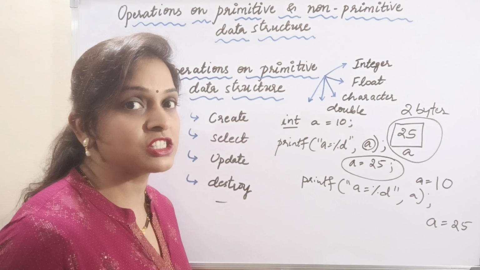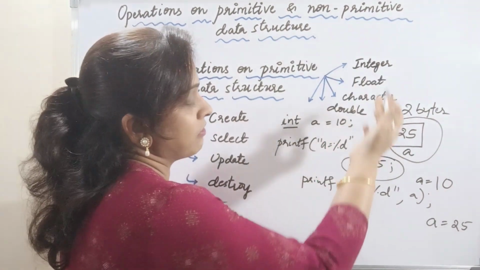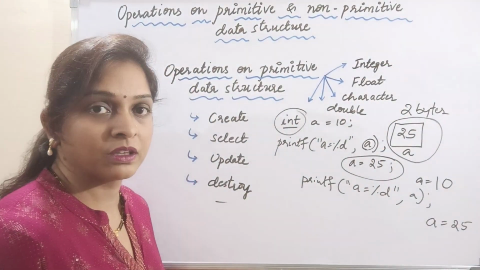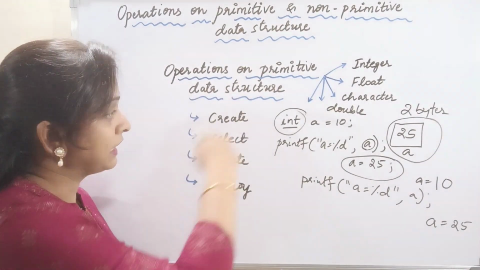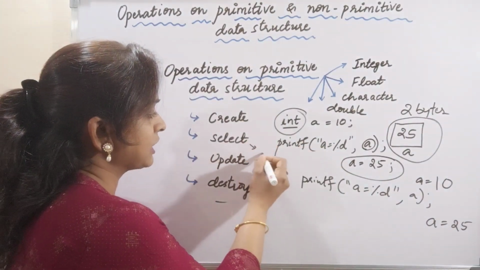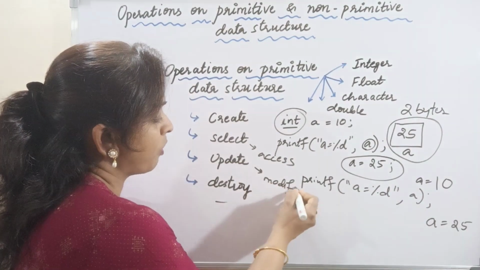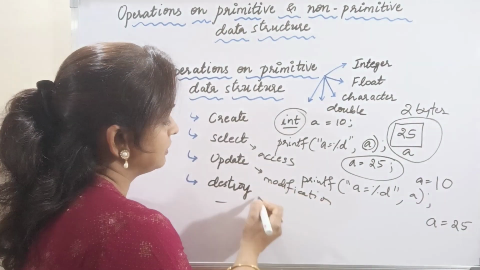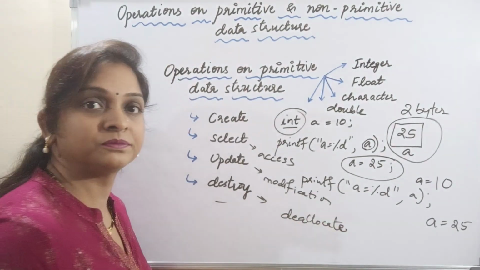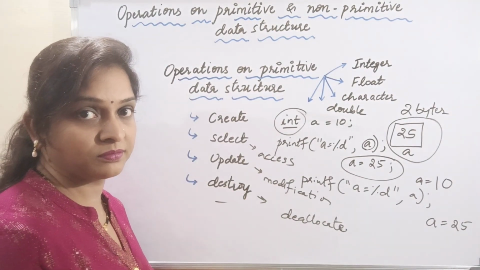So these are all the operations that we perform on the fundamental, that is primitive data structure, that we have like integer, float, character, double. I can just use any of the data types there and perform all these operations. Create, select means access, update means some modification, destroy means completely deallocate that memory. This is what the primitive data structure operations are.